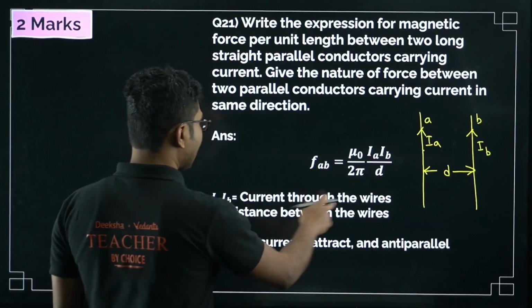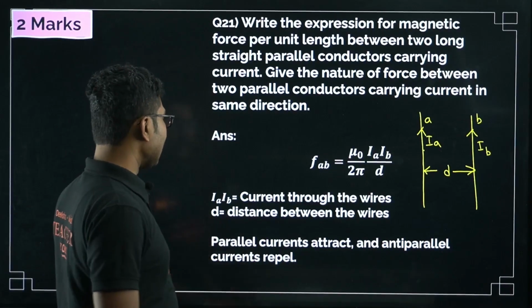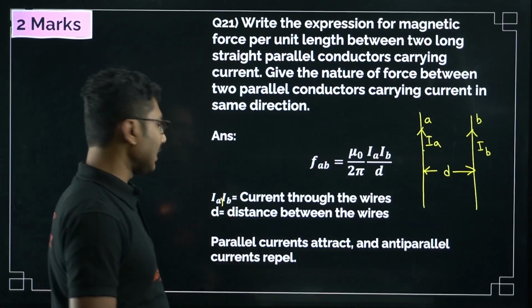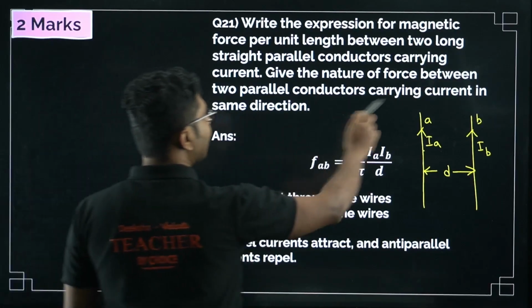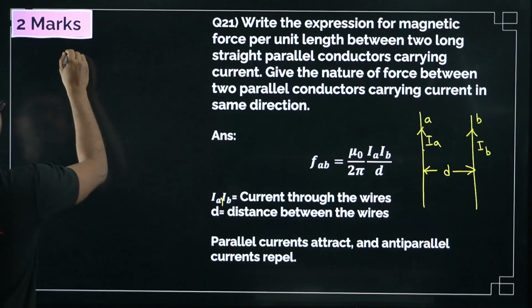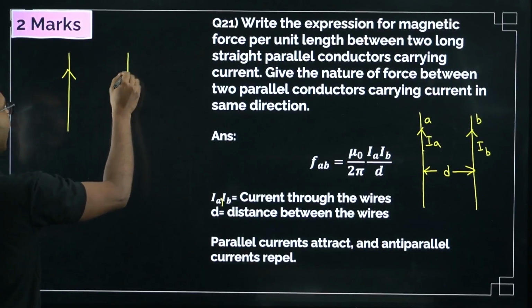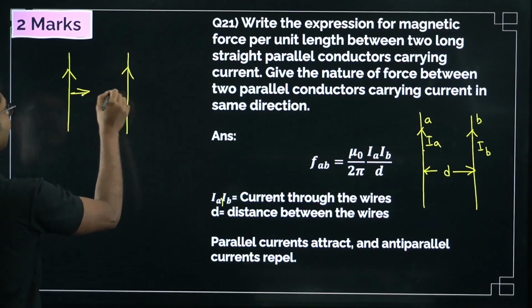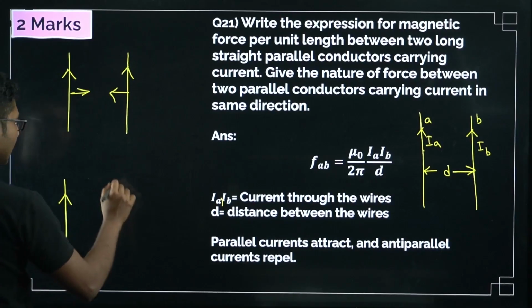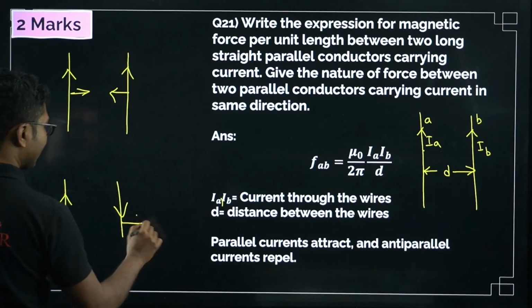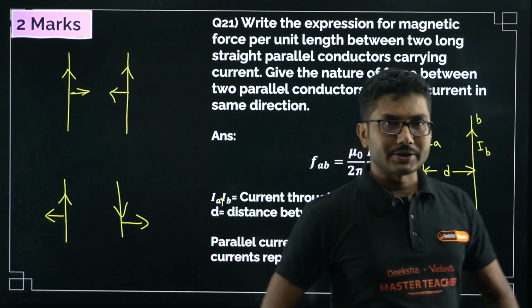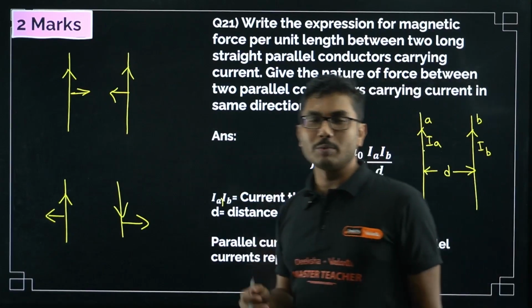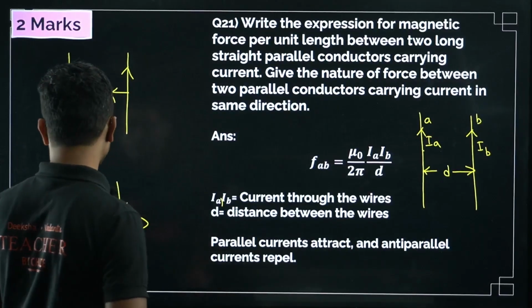And I_a and I_b are the currents through the wires, and d is the distance between the wires. Parallel currents attract, anti-parallel currents repel. So they are only talking about current carrying in the same direction. If the current is in the same direction, they will attract each other. If the current is in the opposite direction, then they repel each other. In the question they have said same direction, but in the exam they might say opposite direction. Then you will say, sir, you have not explained what will happen in the opposite direction. So I gave you both parts: if same direction they attract, if opposite direction they repel.